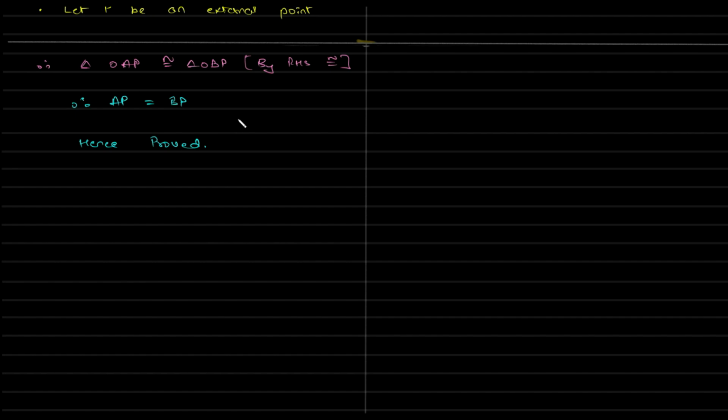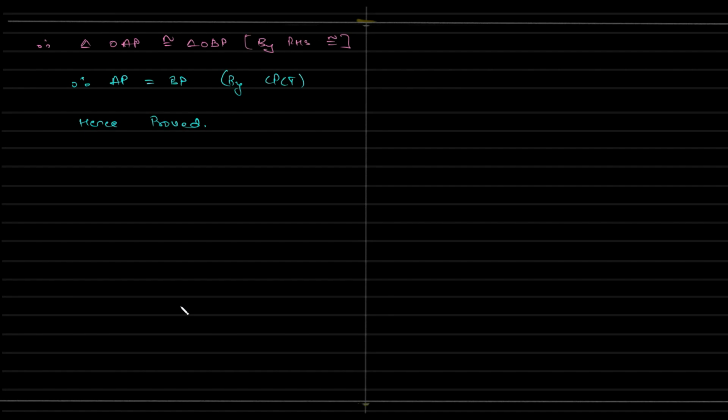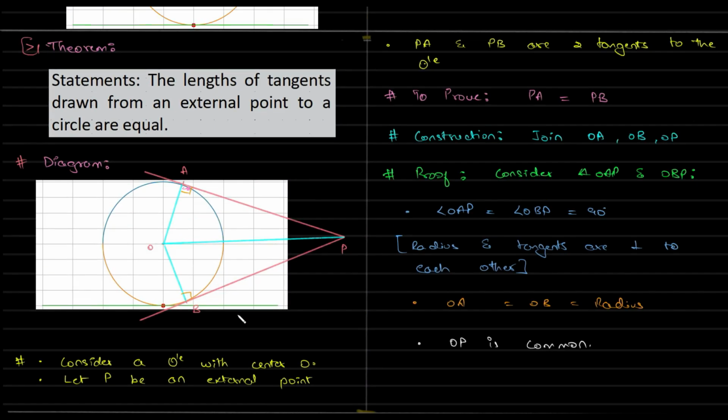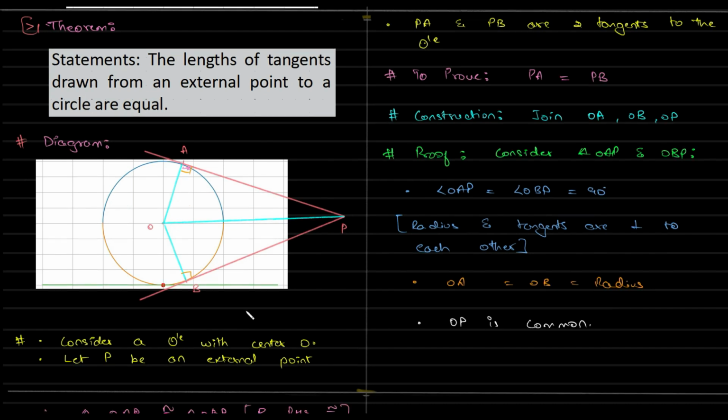Right? This is by CPCT, corresponding parts of congruent triangles. Quite a simple theorem, but this theorem is used in a lot of problems. So understand it. It's very simple. But when it comes to a lot of complicated diagrams, people get confused. You need not be. I'll show you ways to handle it. So please don't get confused. It's a very simple theorem.